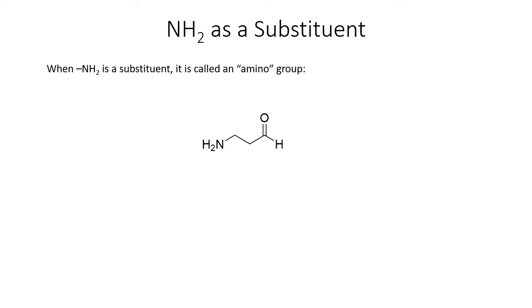We'll start by numbering the longest chain of carbons, giving number 1 to the carbonyl. Now, our amine group is on carbon number 3. So we're going to go ahead and write 3-amino. And then for our name for a 3-carbon containing aldehyde, it's propanal, so 3-aminopropanal.